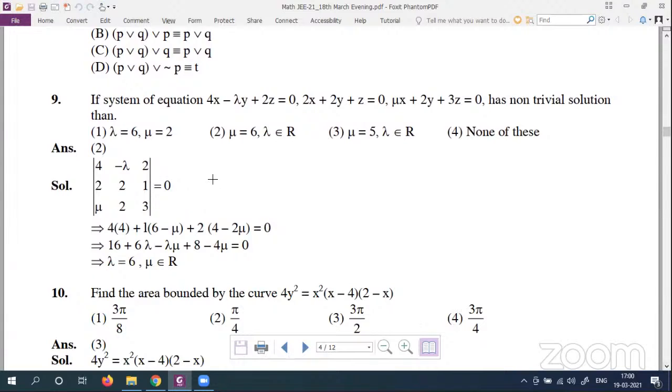Next, C9. This system of equations has a non-trivial solution, a very standard type of question. So the condition for a system of equations to have a non-trivial solution is that the determinant of the coefficients of the given equations should become 0.